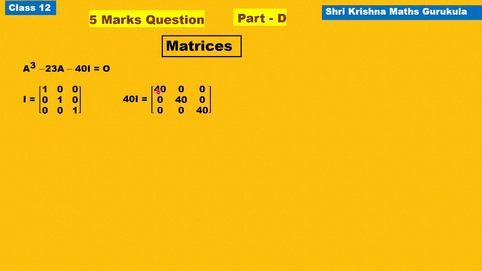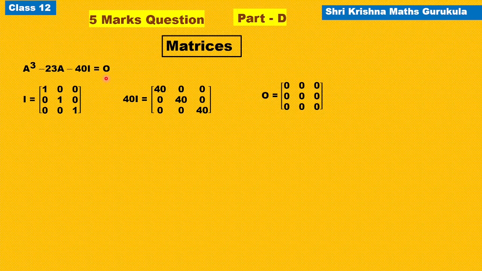That means in place of 1 we will have 40. That is 40 in the diagonal elements. So this is 40I. Now we have to get a null matrix. And what will its order be? We will again get a matrix of the order 3 cross 3, because A cube is a 3 cross 3 matrix. 23A will be a 3 cross 3 matrix. Why? Because A is 3 cross 3. So 23A will also be 3 cross 3. 40I is a 3 cross 3 matrix. So our null matrix O will also be a 3 cross 3 matrix.